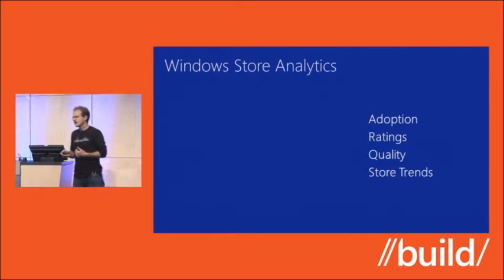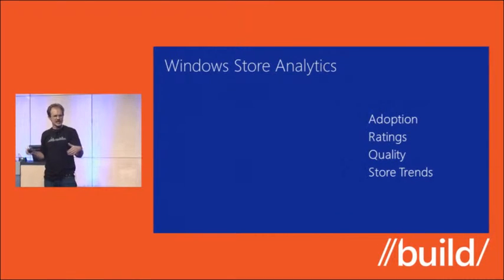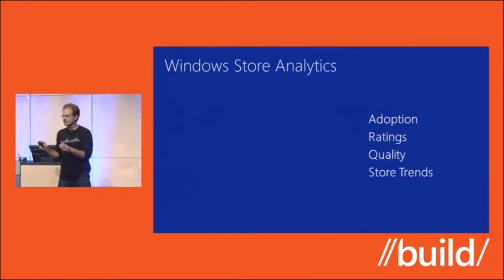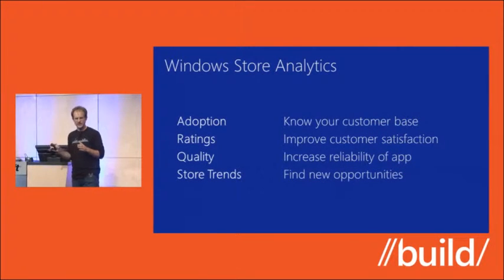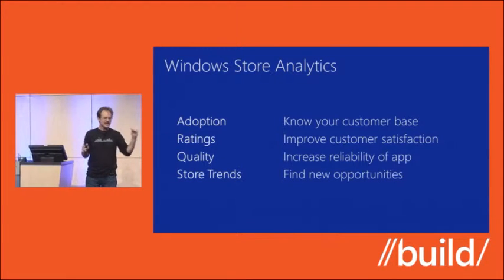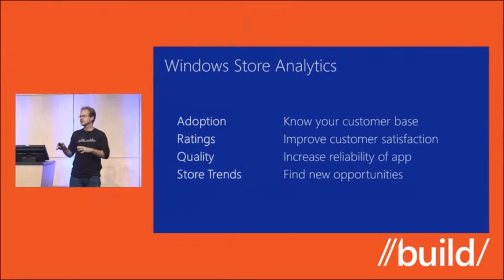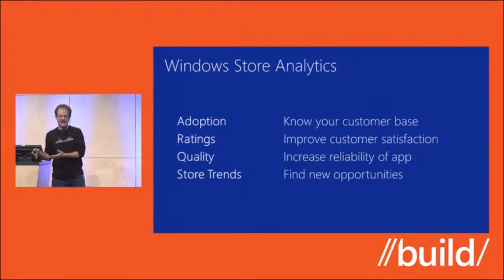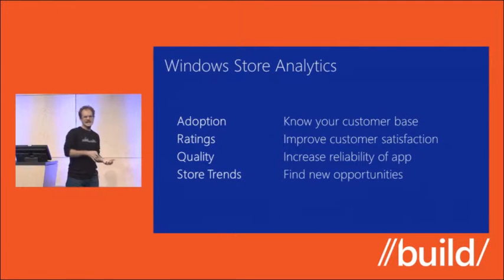So the questions that I started out with that I wanted to make sure that we cover, so you can see how to use them. When you go to the Windows Store Analytics section, you'll see reports dealing with adoptions, ratings, quality, and store trends. And this is what they look like based on those questions that we have. The adoption reports, that's what you look at when you want to better understand your customer base. The ratings, those are going to help you understand what the customer satisfaction level is with your software.